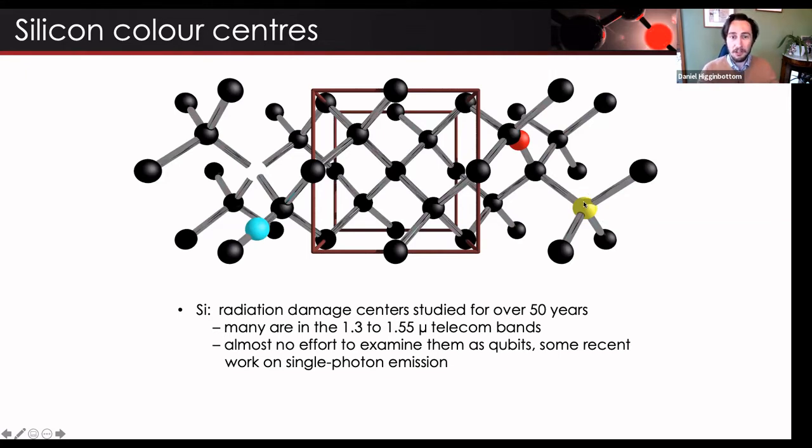I told you at the beginning of this talk that I was going to talk about a new center, but in fact, these color centers have been studied for over 50 years. The study of silicon defects is even older than the study of diamond defects. What is new is that they've only recently been investigated as photon sources in silicon, and until the work I'm about to present, there's been almost no investigation of radiation damage centers as spin qubits. So they're new in that sense. There's a whole host of them. They're labeled alphabetically. And many of them are in the telecommunications band, so they're technologically appealing.